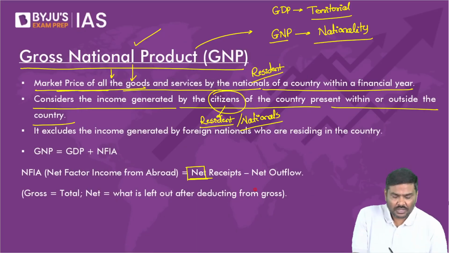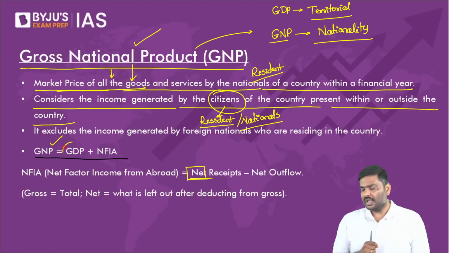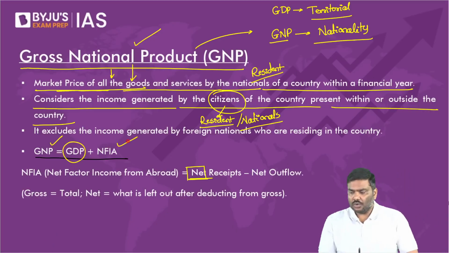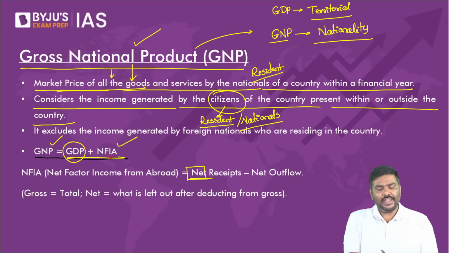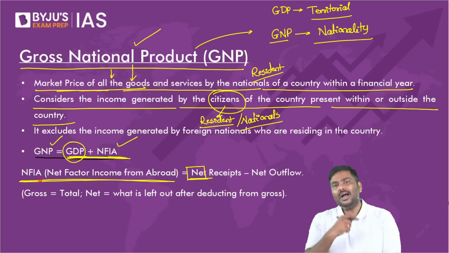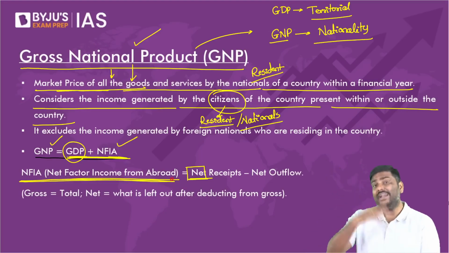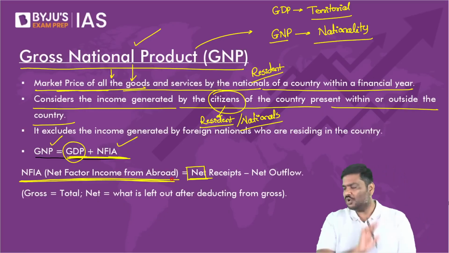Now, why is this important? You will come across this formula. Please look at the formula here. GNP is equal to GDP plus NFIA. What is this NFIA? Net factor income from abroad. Now, what is this net factor income from abroad? Right, I'll give you one simple calculation. Let me know whether this makes sense to you or not.